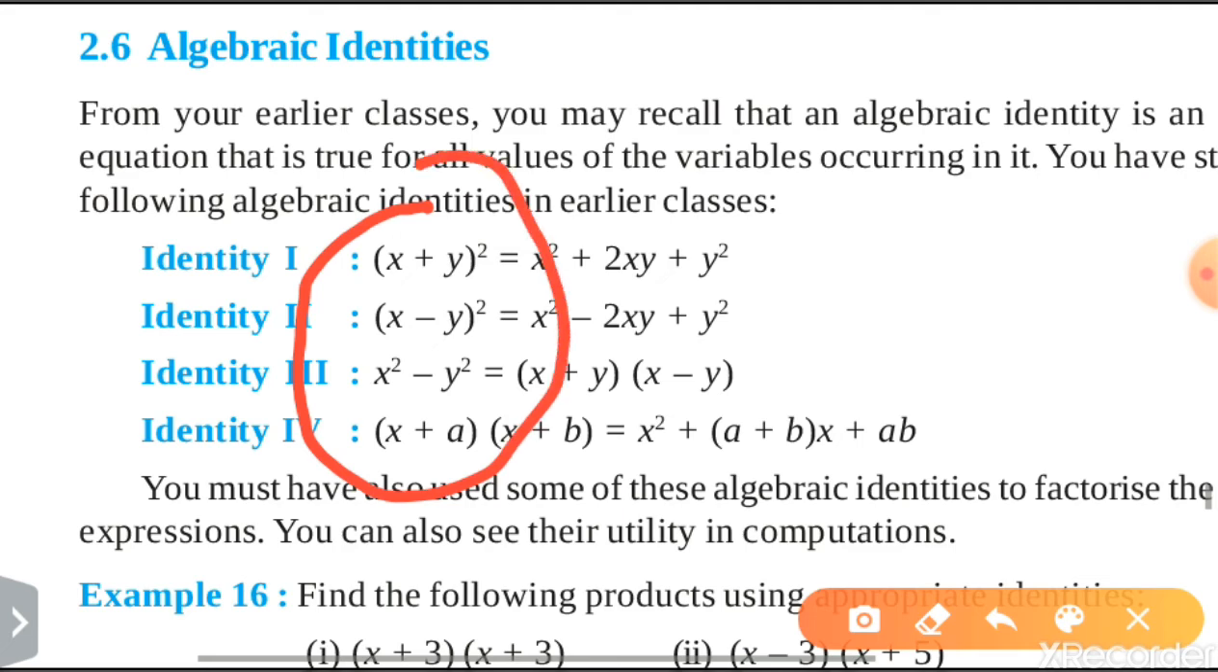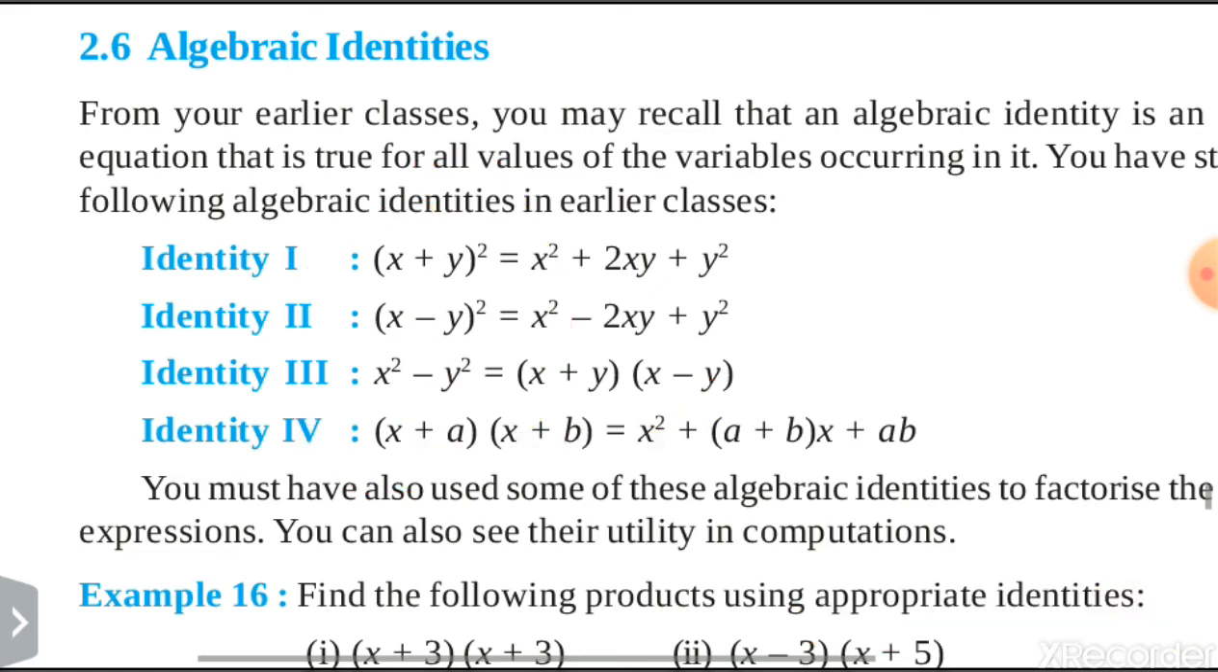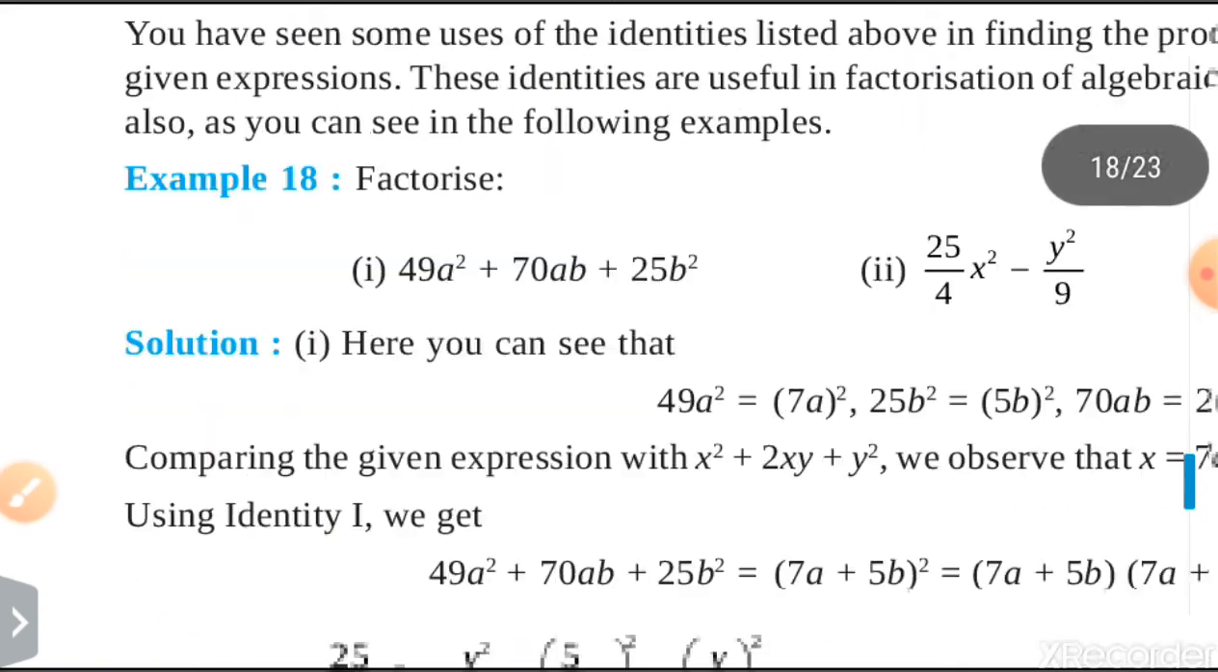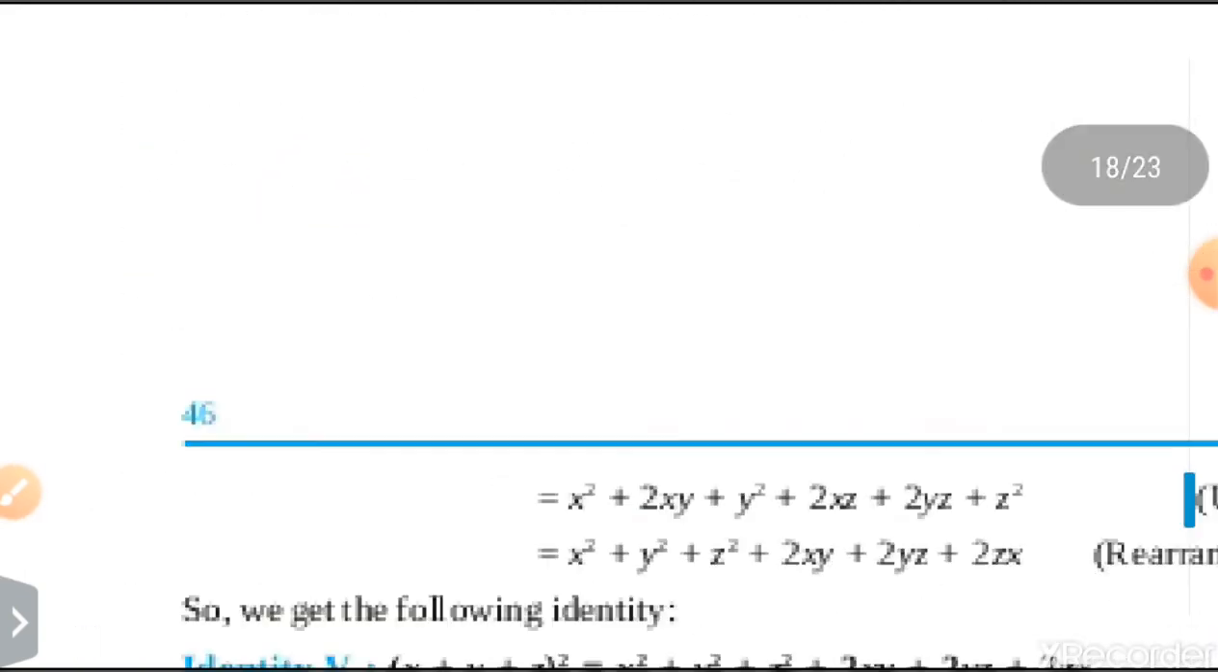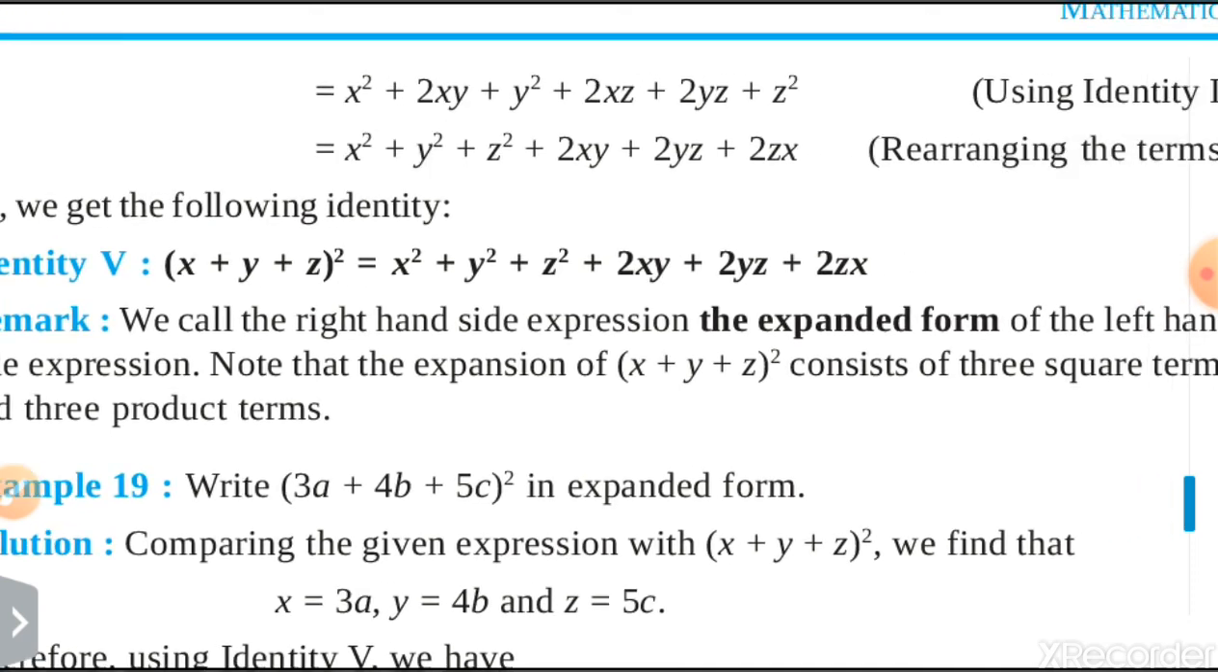But in the third identity, you will solve the right hand side. You will just multiply these two, then you will get the left hand side. Similarly, in the fourth, you will multiply the left hand side. Now moving to the next identities, which are mentioned in the question. This is the fifth identity.